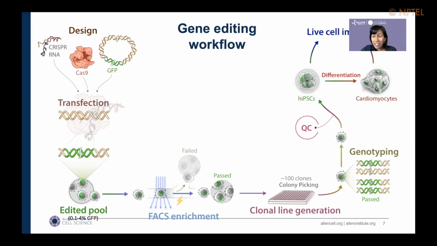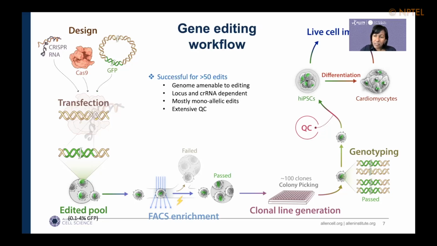And then we have several other assays or experiments we do to make sure the cells are okay, which I'll show you in the next slide, including do the cells have the ability to differentiate into other cell types, which is a hallmark of a stem cell. So we check for that. So we've done this now for over 50 different loci or genes.